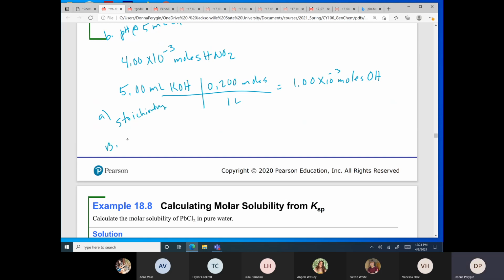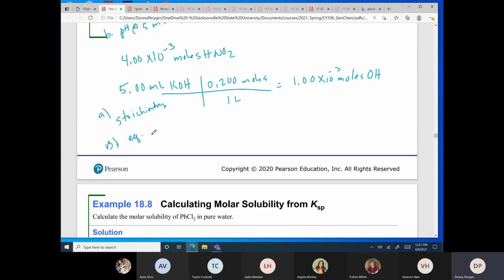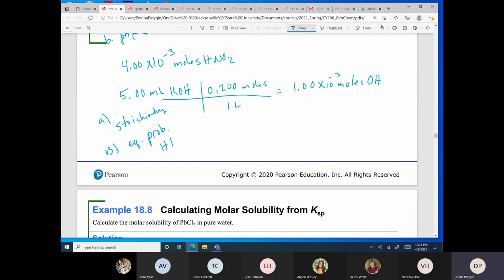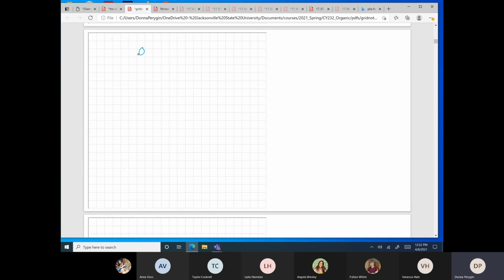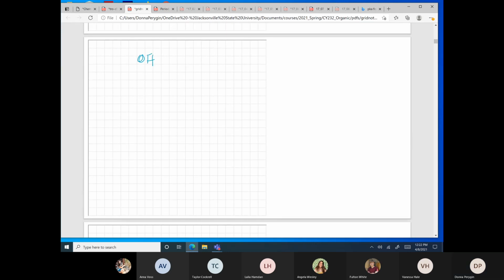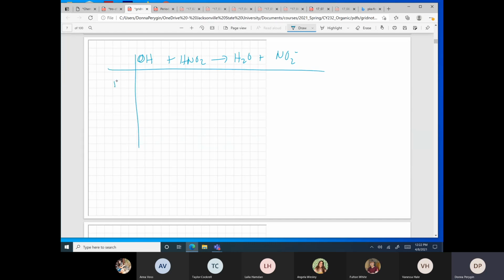And then we're going to work an equilibrium problem. The equilibrium problem is usually done with the Henderson-Hasselbalch equation. I've run out of room, so I'm going to go over to my extra space here. So 1 times 10 to the minus third moles of hydroxide, 4 times 10 to the minus third moles of acid. Hydroxide plus HNO2 goes to H2O plus NO2 minus. So we're going to do our stoichiometry problem, with our before addition and after addition.